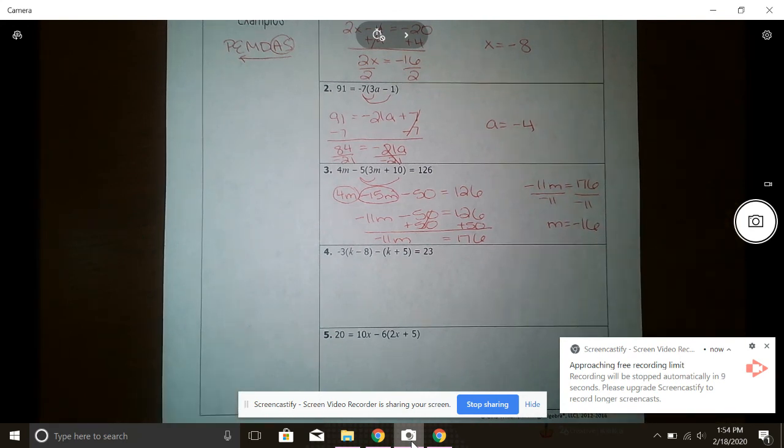I hope you can use these 3 examples as you work through the rest of the problems on the page. Happy studying!